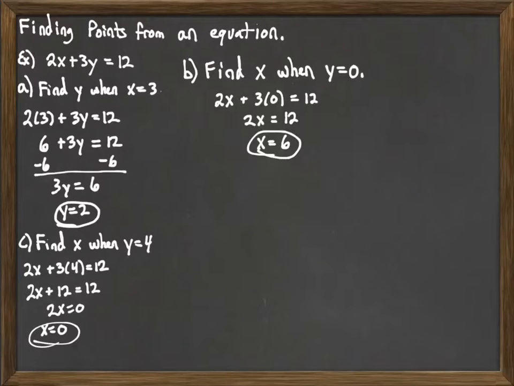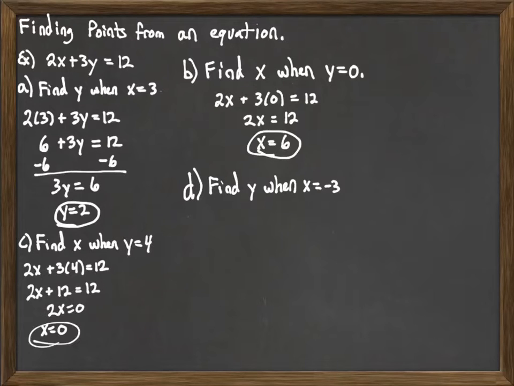Welcome back. Last time, in the previous video, we solved and found three solutions for the equation 2x plus 3y equals 12. What I want to do now is continue and do just two more solutions to give us two more points. And then we're going to take a look at graphing those points.